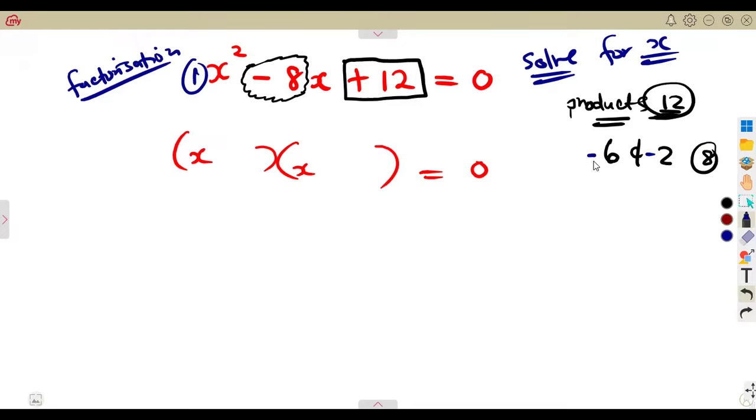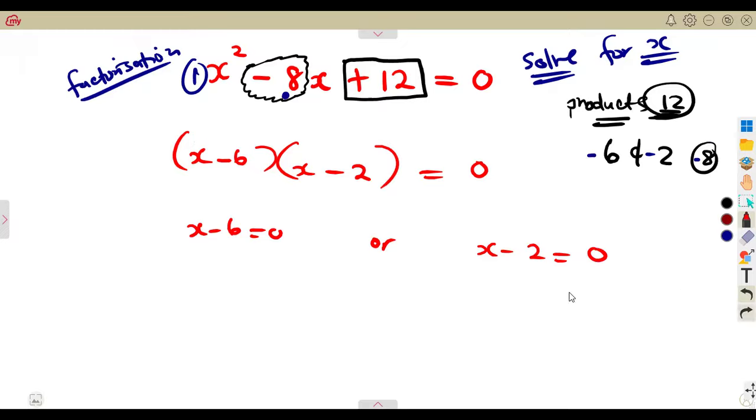-6 and -2, that's a +12 if you multiply. If you add these two, you get a -8. So these are the numbers that we need, which will satisfy this to be a negative there. So that's a -6 and a -2 here. Equal to 0, one of these brackets. So that's x minus 6 is equal to 0, or x minus 2 is equal to 0.